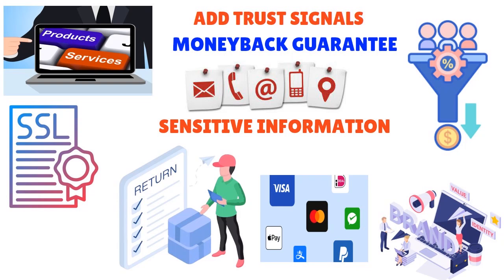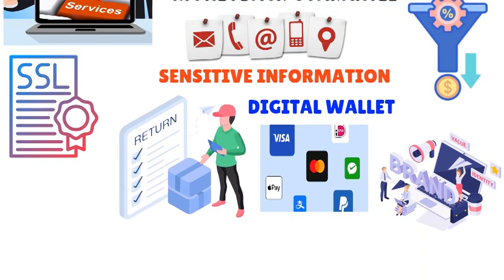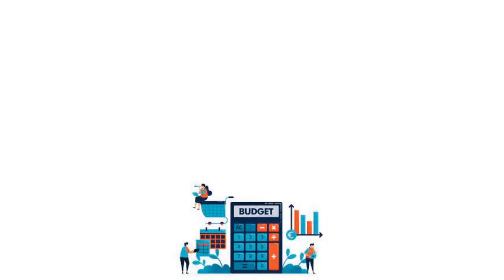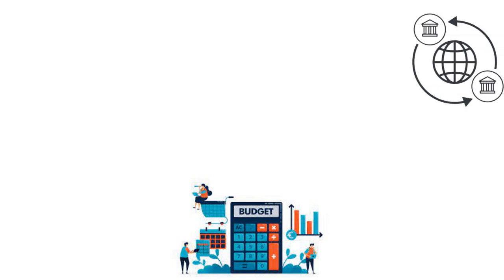So consider offering options like credit and debit cards: Visa, MasterCard, Discover, and American Express. Also digital wallets, so include popular options like PayPal, Apple Pay, and Google Pay, and also buy now, pay later. So consider offering services like Klarna, Afterpay, or Affirm to enable customers to shop on a budget. And finally, you can have alternative payment methods. Depending on your market, consider options like bank transfers, cryptocurrencies, or region-specific payment methods.